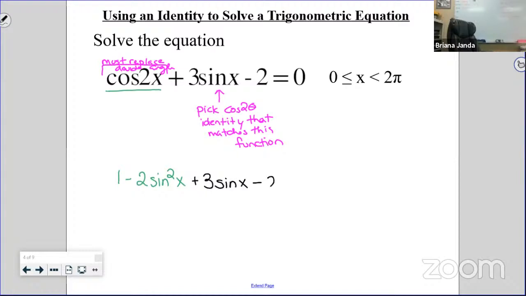Now, what if I picked the wrong one? It just means you would have more work to do because then you would have to do another replacement using a Pythagorean identity, and we might as well save ourselves some work and just strategically pick the one that matches the other function in there. If my other function had been cosine, I would have picked the one that had a cosine in it. Questions? Okay.